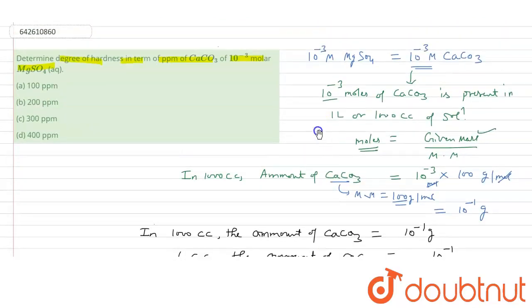So let's check the options. Option A is 100 ppm, option B is 200, option C is 300, option D is 400. You can clearly see option A is the correct answer, which we got here as 100 ppm. So options B, C and D become automatically wrong. Now we are left with the correct answer, option A: the degree of hardness in terms of ppm comes out to be 100. Hope this answered your question.